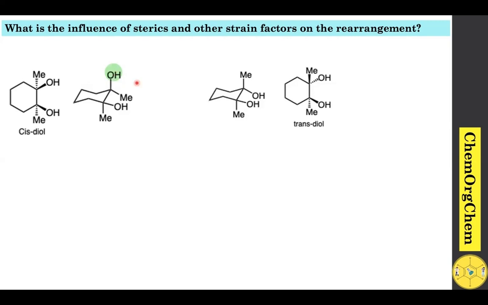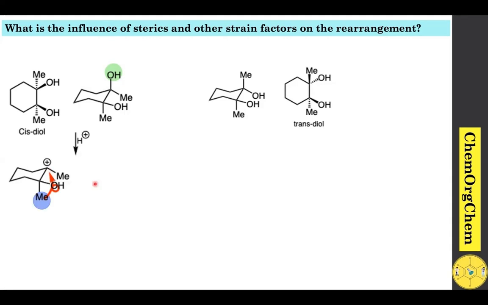Due to that steric reason, when we subject it to acidic conditions, this axial hydroxy group is selectively protonated, followed by the kick out of the water molecule, and you will get this type of carbocation intermediate. Once you get the carbocation intermediate, the next step will be a 1,2 shift. So here the methyl group shifts towards the carbocation center.